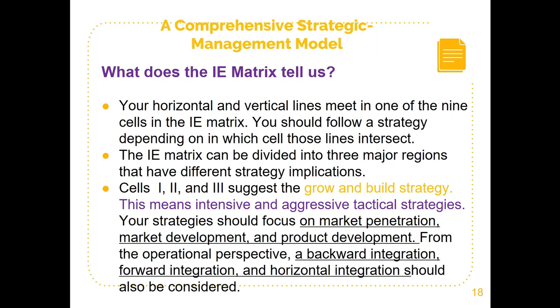So what does your IE matrix tell us? Your horizontal and vertical lines meet in one of the 9 cells in your IE matrix. So you should follow a strategy depending on which cell those lines intersect. The IE matrix can be divided into 3 major regions that have different strategy implications.